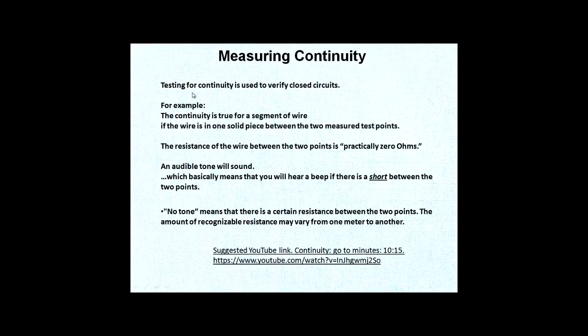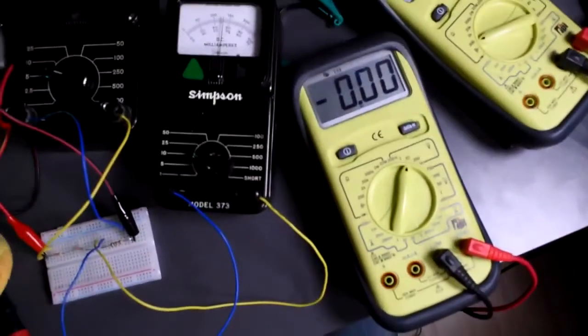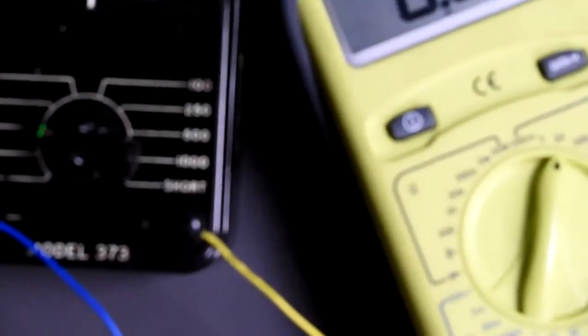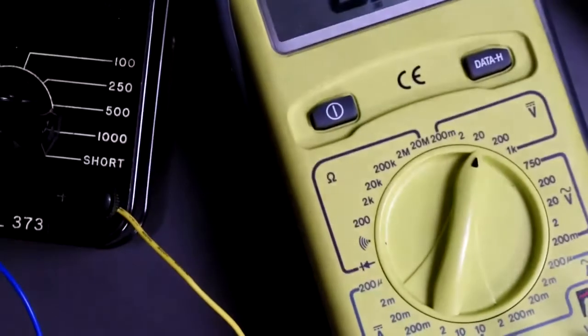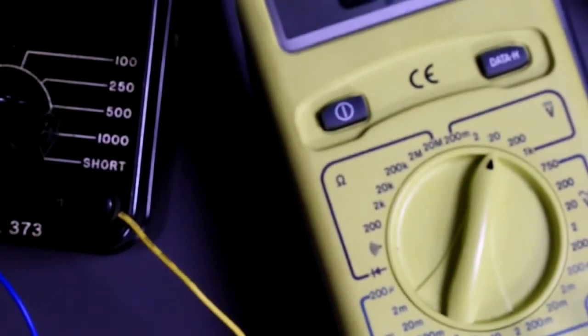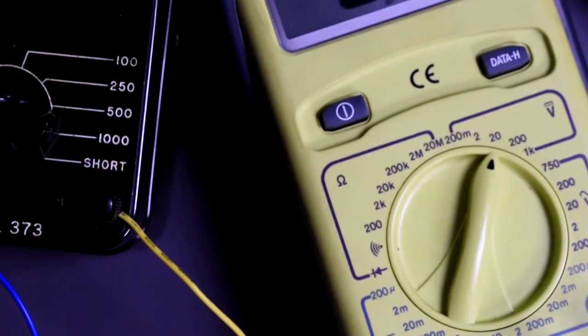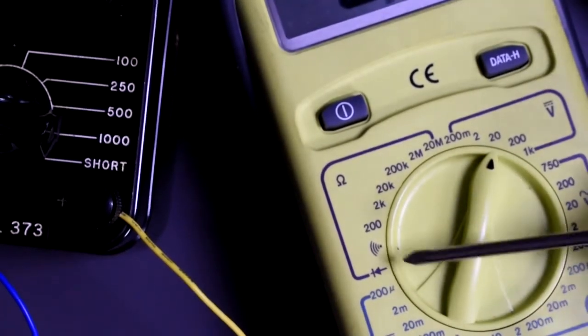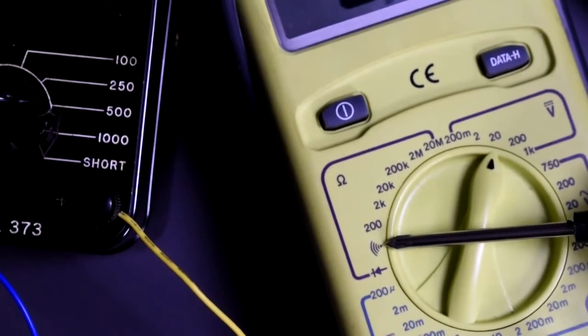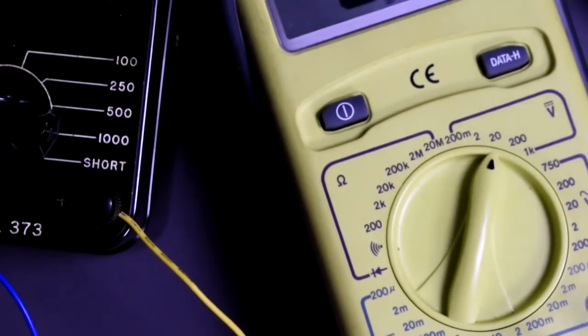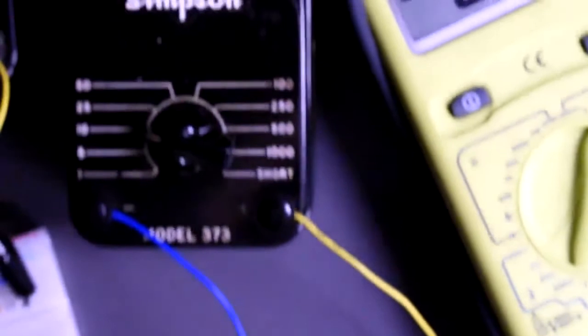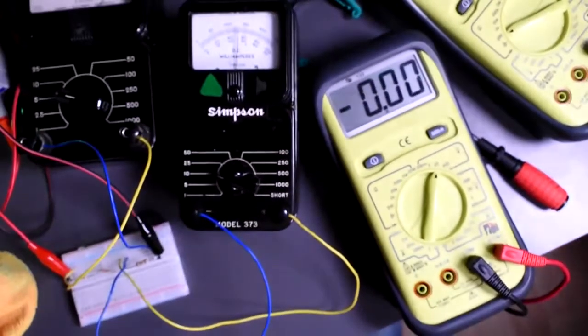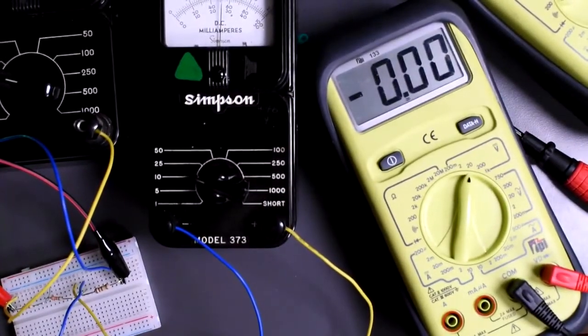Measuring continuity, testing for continuity. That is going to be this symbol right here. Continuity is this guy right here. There's my pointer. Continuity right here. Now, continuity is going to show you a little beep. Quite often, most of the time, you're going to hear a beep. So let's switch this multimeter to a continuity tester.